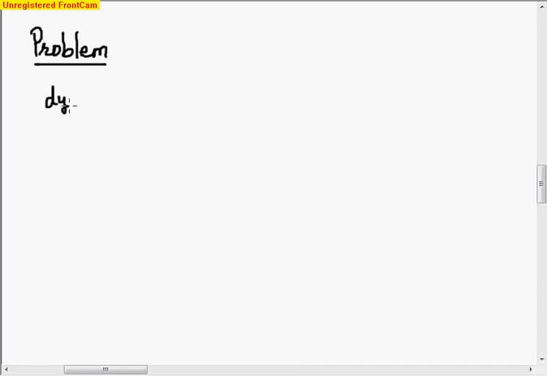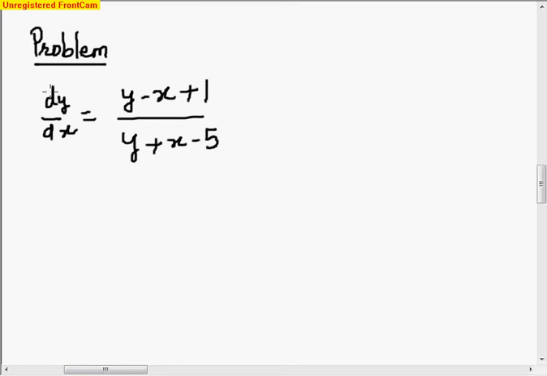dy by dx is equal to (y minus x plus 1) upon (y plus x minus 5). Suppose somebody asked me to solve this differential equation. What kind of differential equations have I learned to solve? First one was variable separable. I can see that this is not variable separable. Then I'll move on to exact. You can check that this is not exact either, right?